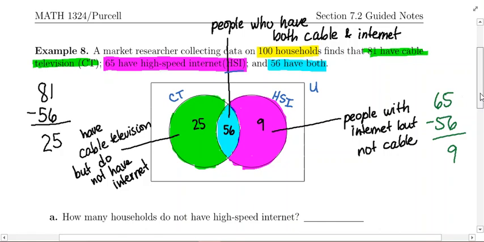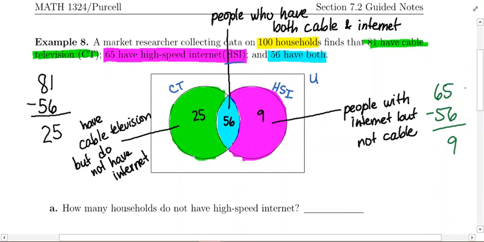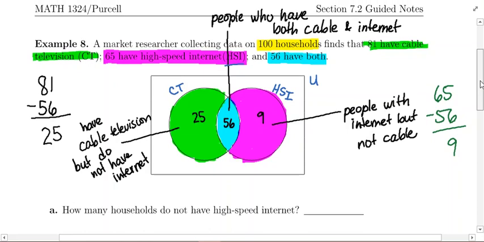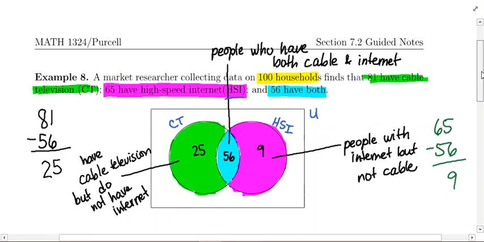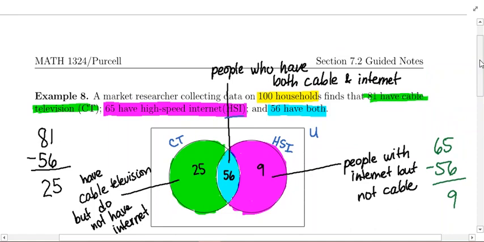All right, so now we need to check ourselves. Are we done? Remember, how many households were surveyed? 100. So the universe consists of 100 households. Only 25 plus 56 plus 9 of them have been accounted for. So we need to figure out who has not been accounted for. All 100 households have to be accounted for in the Venn diagram.